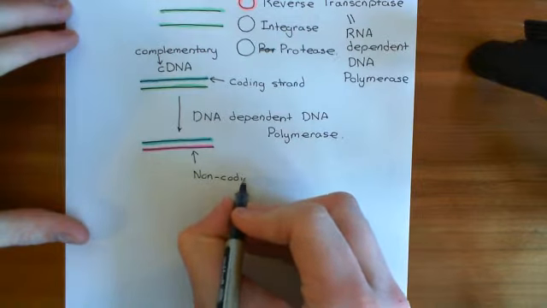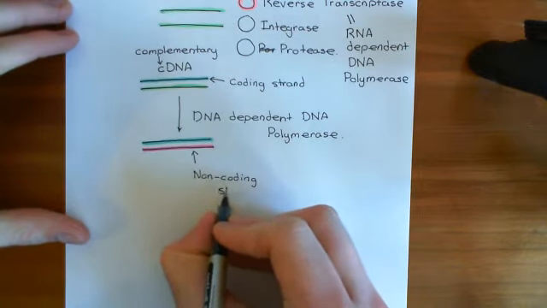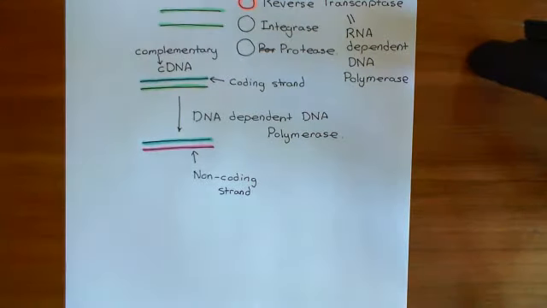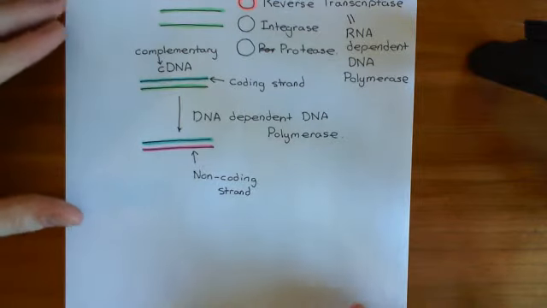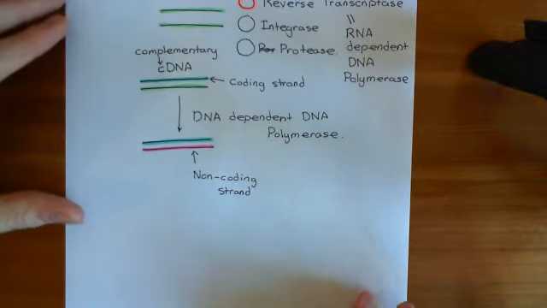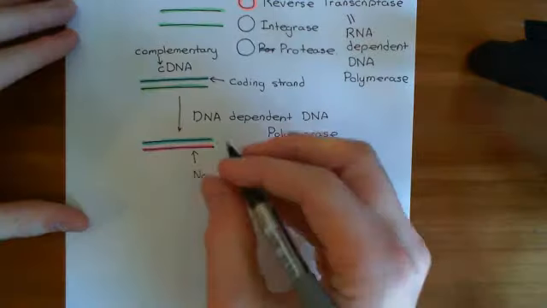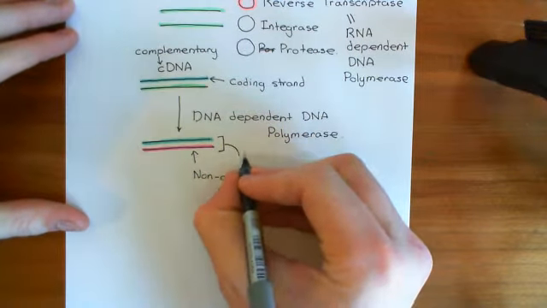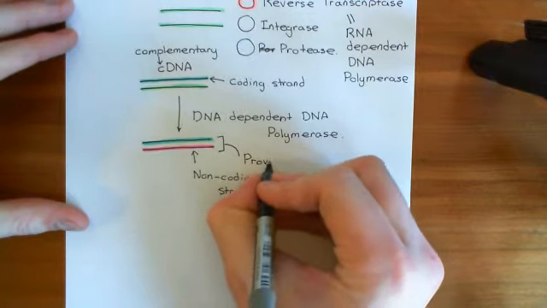We now have a piece of double-stranded DNA which contains the same genetic information as the original single-stranded piece of RNA that was inside the nucleocapsid of the HIV variant. And this piece of double-stranded DNA is then called the provirus.